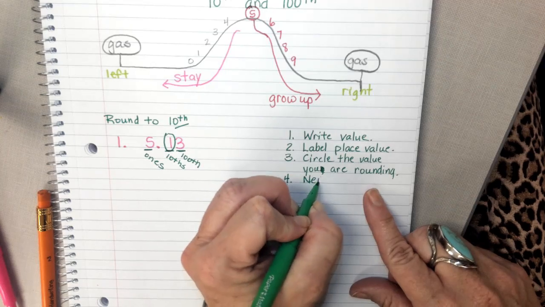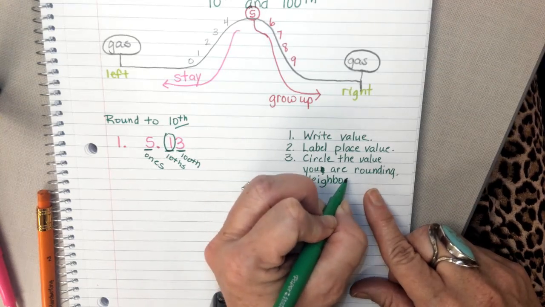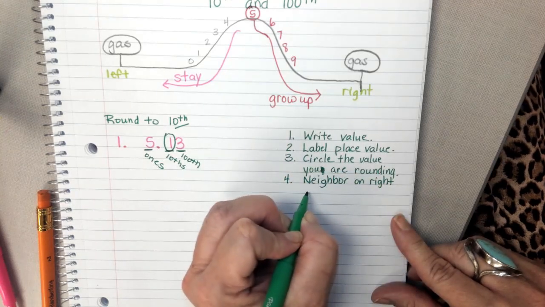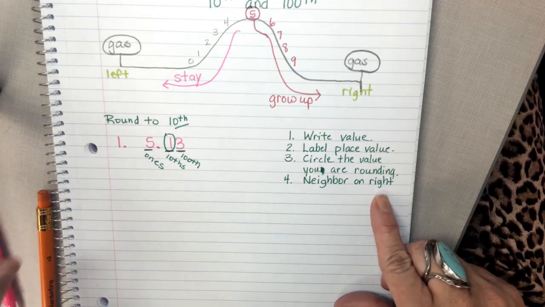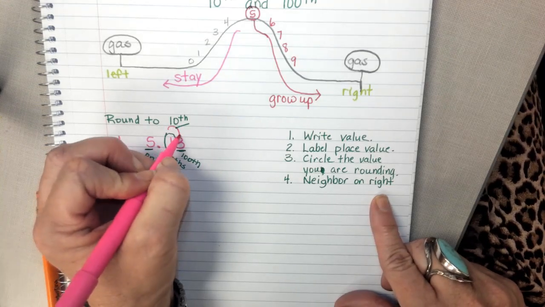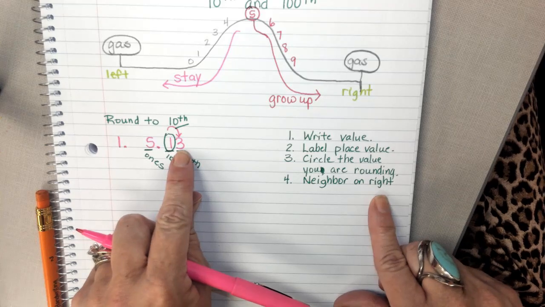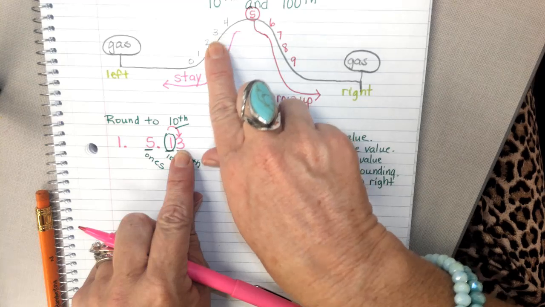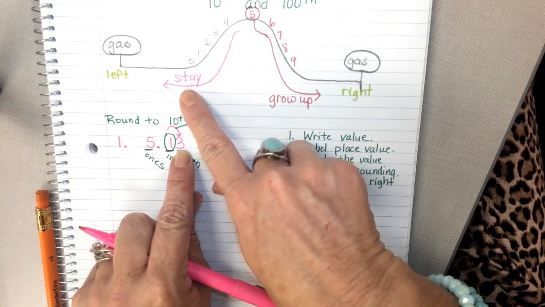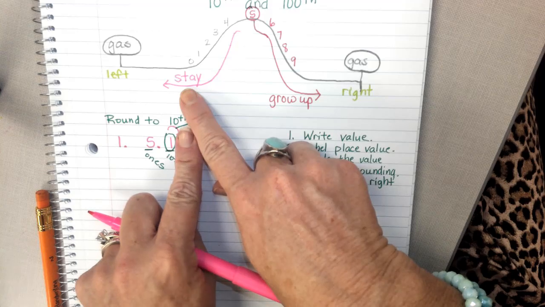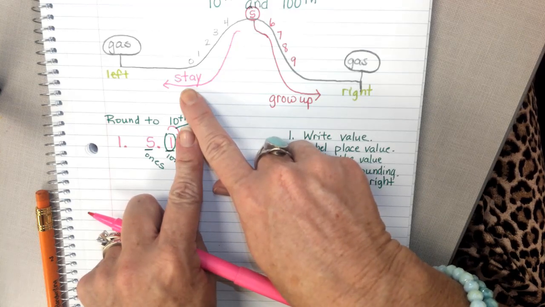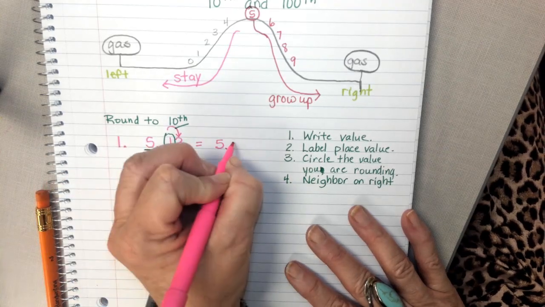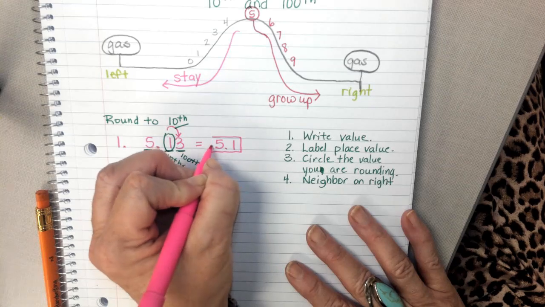Neighbor on the right. Remember, we're going to knock on the neighbor's door, because the neighbor on the right has the right advice. So, I'm going to draw my arrow to the neighbor on the right, and I see that that value is a 3. So I'm thinking about, well, what does a 3 tell you to do? It tells me to stay there. So what exactly does that mean? That means that we're going to keep that 1 exactly where it is. So when we write this value, it's going to be keep the 5 and keep the 1. This is your answer.